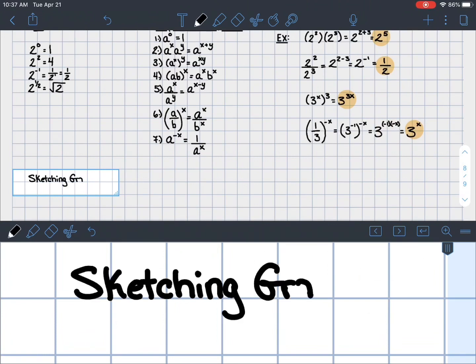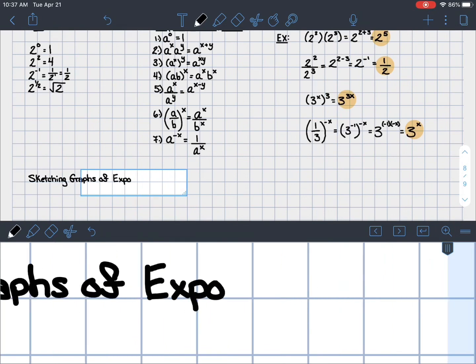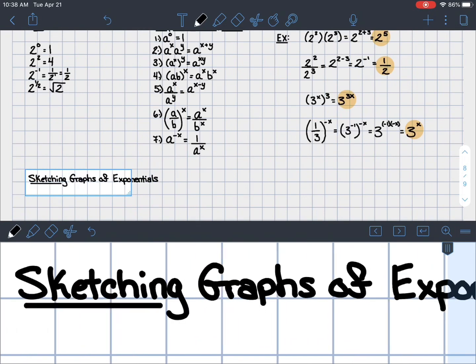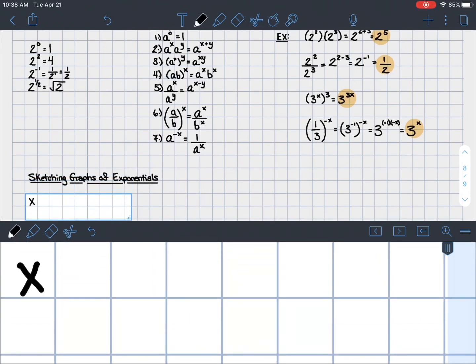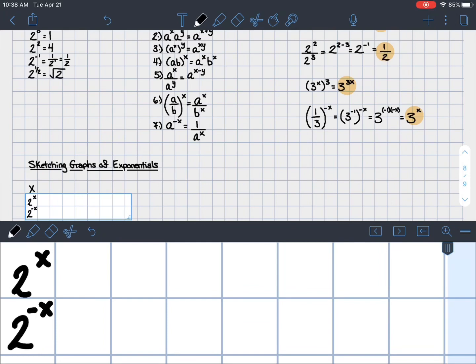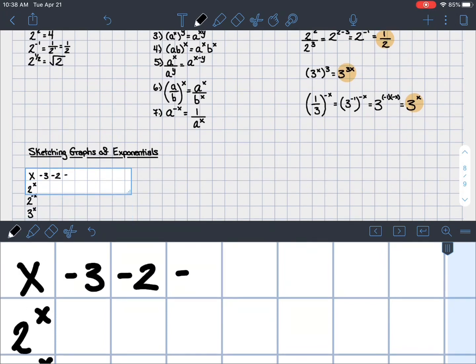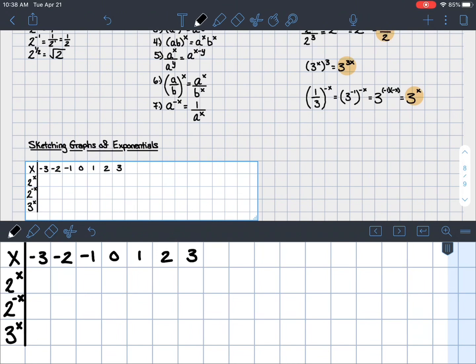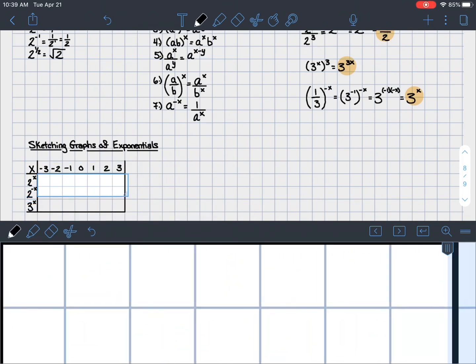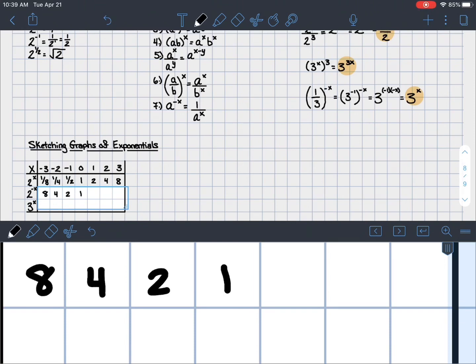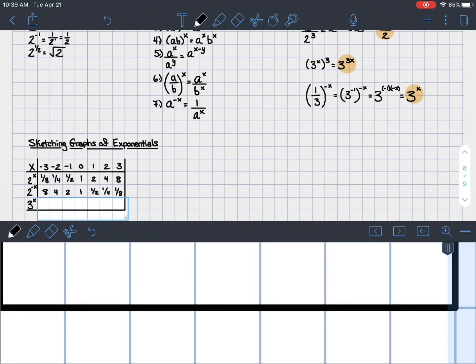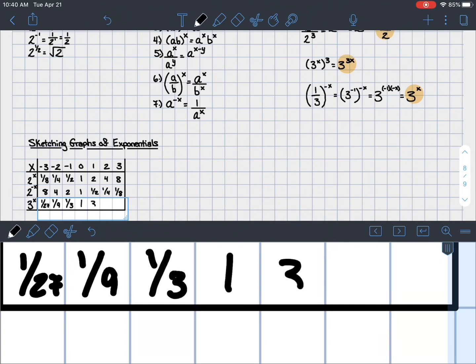Now we're going to sketch some example graphs of exponentials. I'm going to use an input-output table. My input is going to be represented by x, and I'm going to output a couple different example functions, 2 to the x, 2 to the minus x, and 3 to the x. So here's a list of all the inputs that are going in for x, and for example for 2 to the x, when I put -3 in, it outputs 1/8. When I put -2 in, it outputs 1/4, and so on and so forth. And so I'm just filling in the table in that manner.